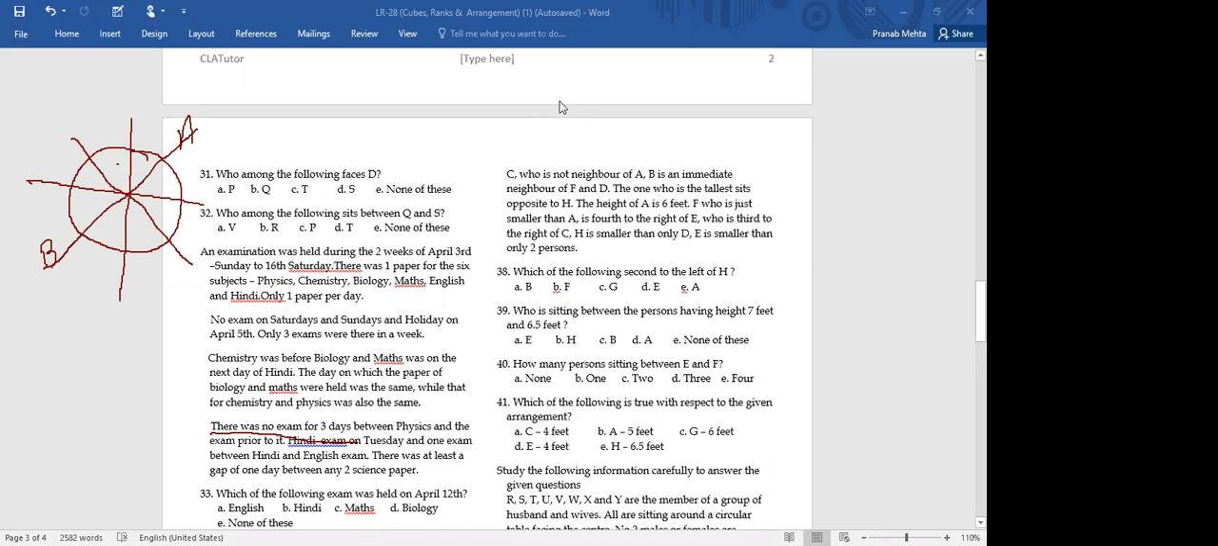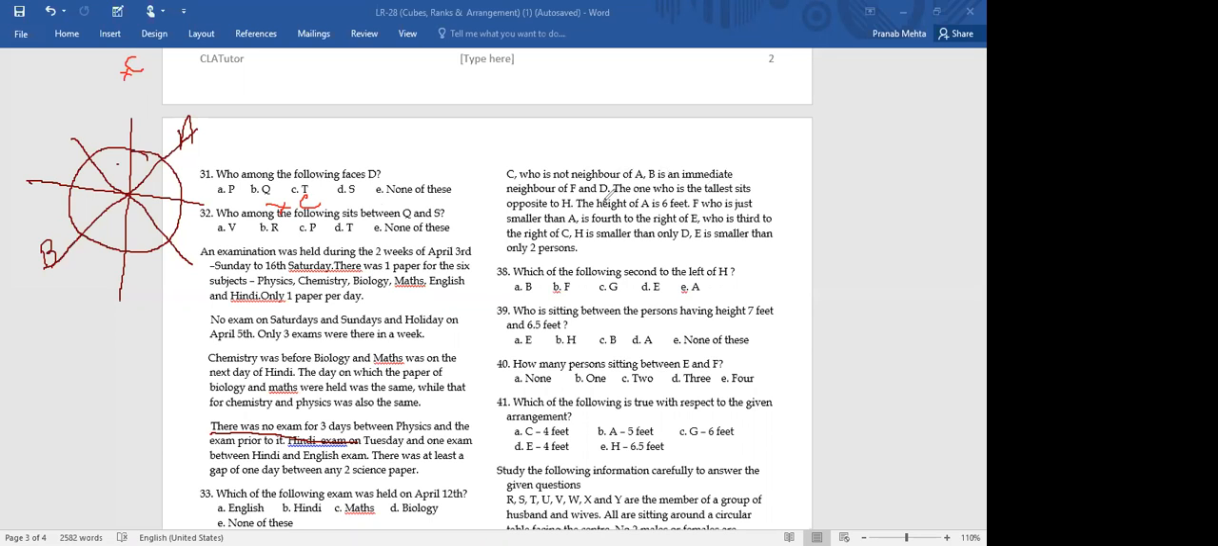All right. So since C is not a neighbor of A, I cannot have C in this position. Not C here and not C here. This is how we solve this kind of question. So I've written that C cannot occupy this, C cannot occupy this. C is not a neighbor of A.